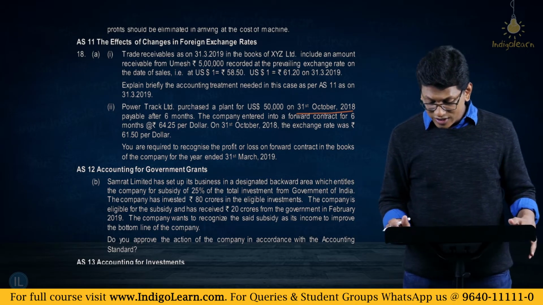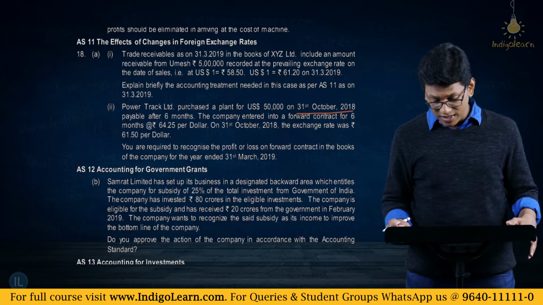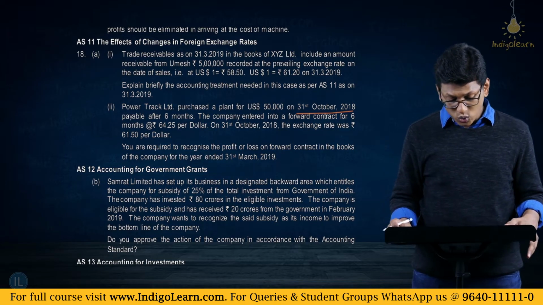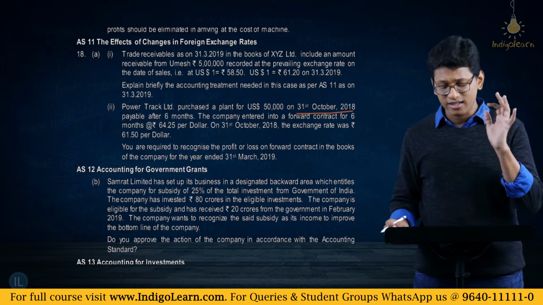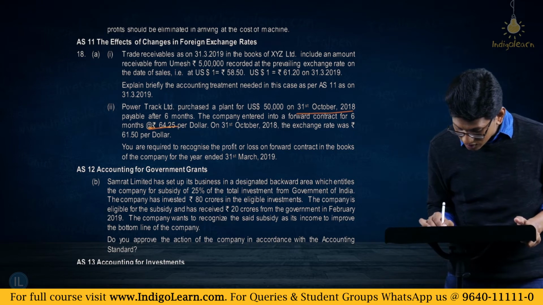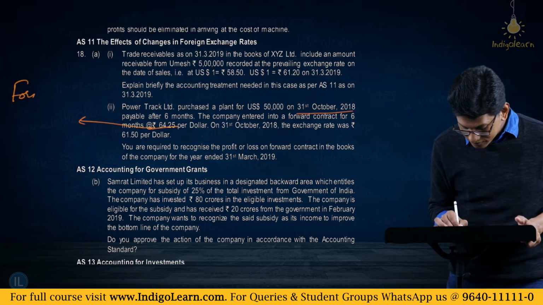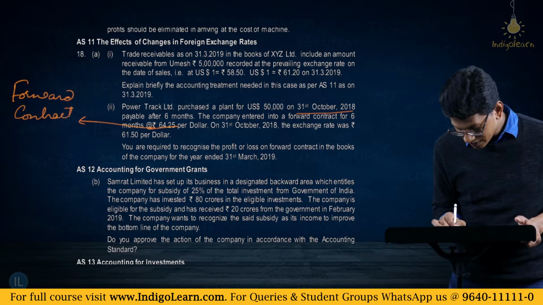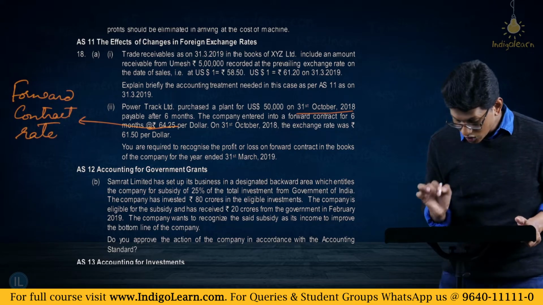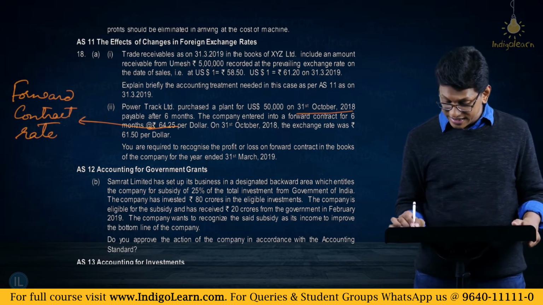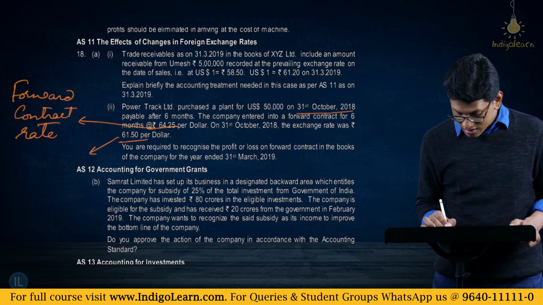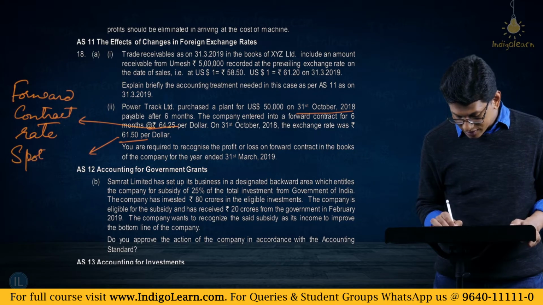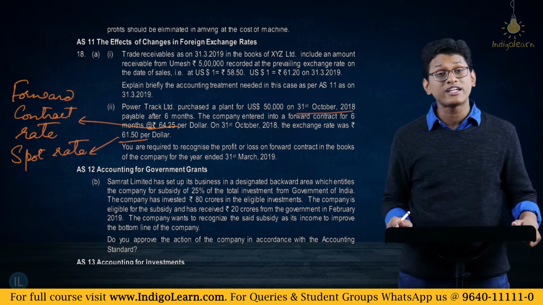The company entered into a forward contract for 6 months at 64.25. What is that 64.25 called? It is called forward contract rate. What do we call this? This is called forward contract rate. Okay. On 31st October 2018, the exchange rate was 61.50. What is this called? Spot rate. This is called spot rate. Spot rate on the date of transaction.